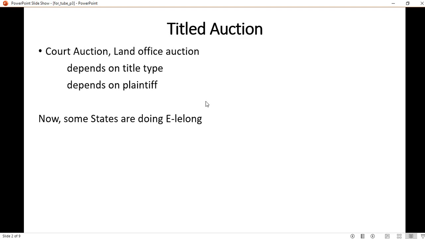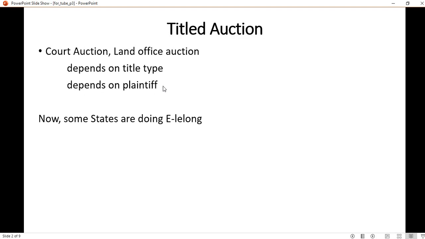Okay, previously on part two we have talked about the LACA case, which covers the master title property auctions. Now, today is title auction. That means the property with title. Those property with title, when it comes to auction, it'll be either at the High Court or at the Land Office, depending on the title type, whether it's a Mukim title or a PTG title. Sometimes it also depends on the plaintiff.